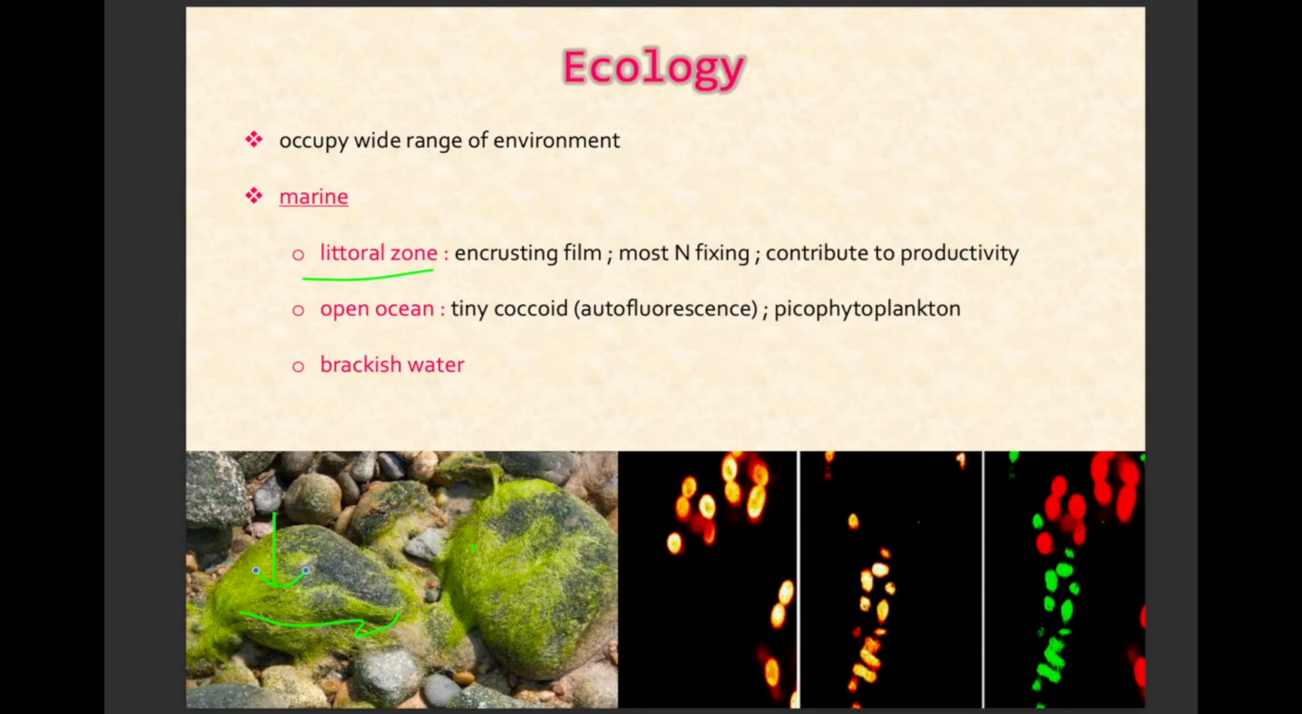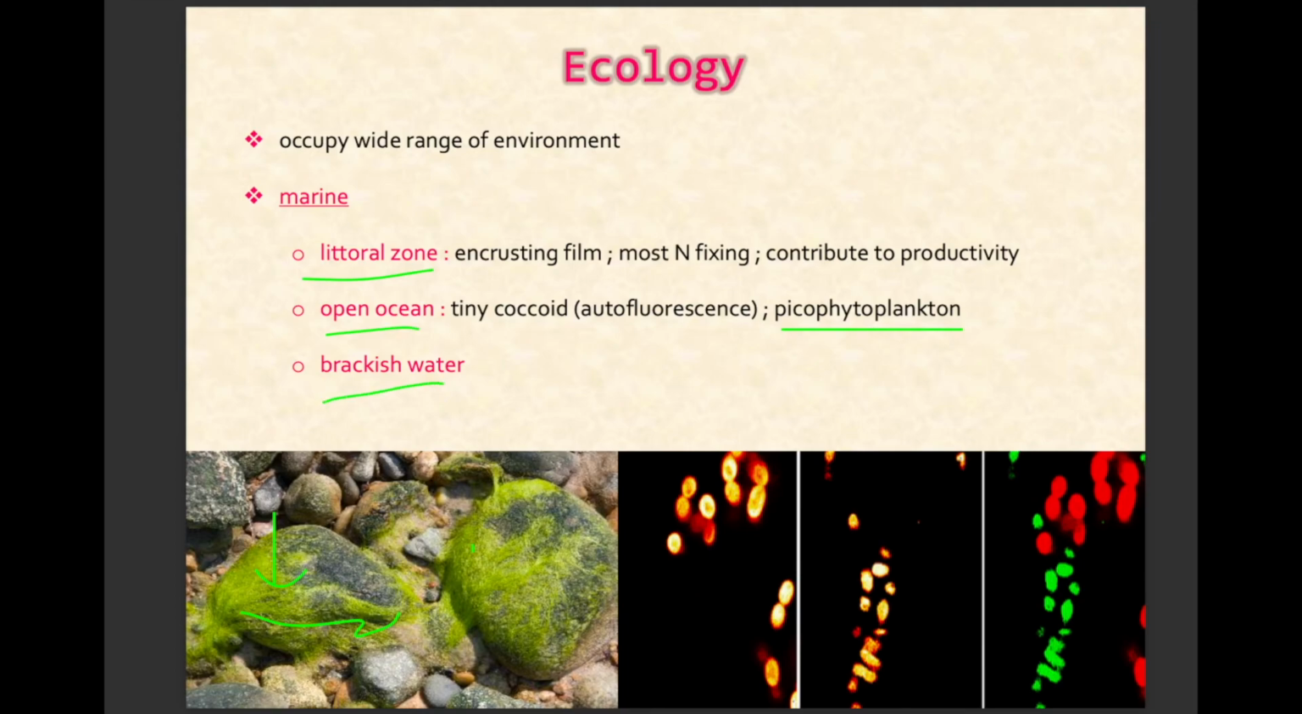In open oceans, they are also primary producers, but certain tiny coccoid species can autofluoresce, no? And they can light up, alongside your diatoms too. Sila yung mga umiilaw diyan. Those are your picophytoplankton, which are smaller phytoplanktons.